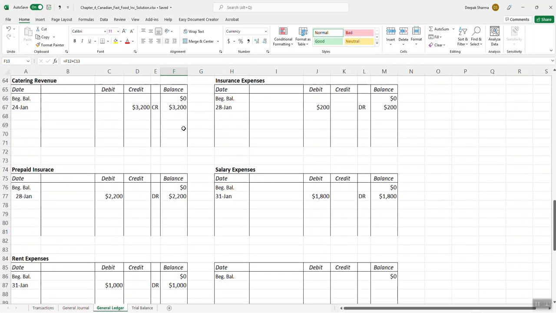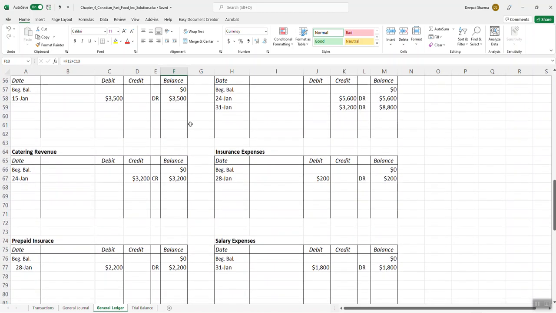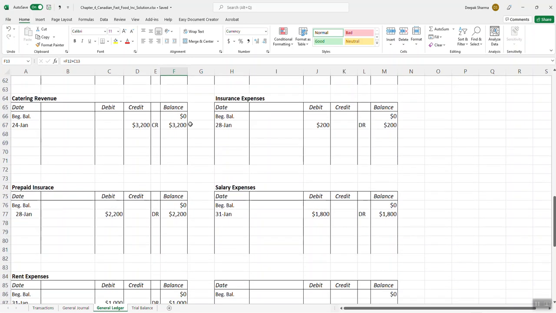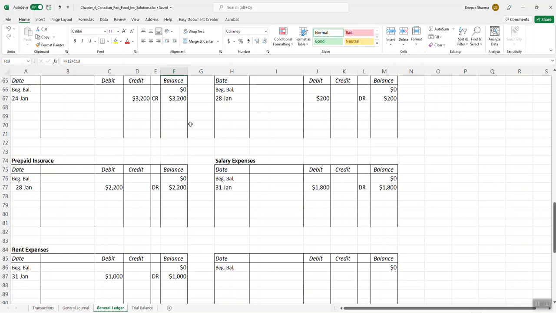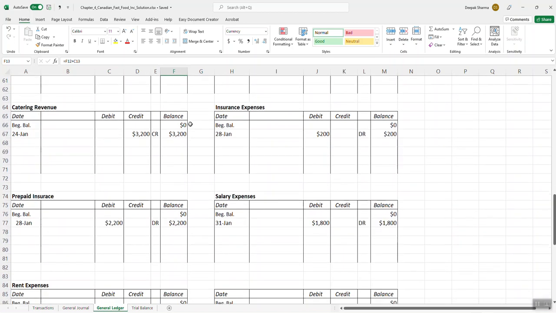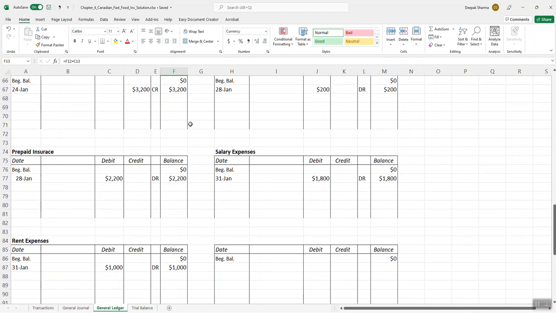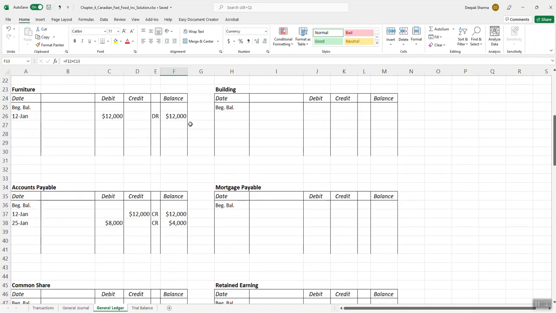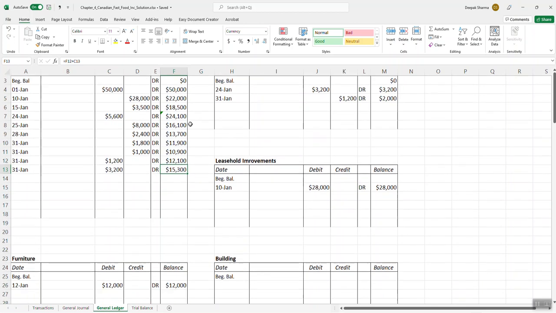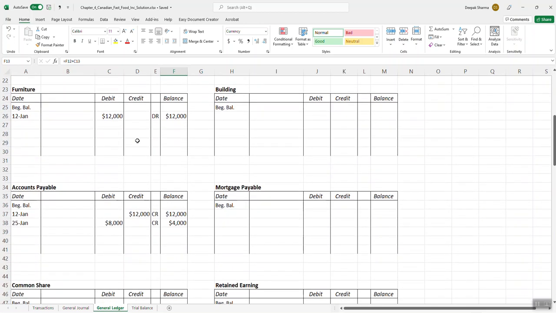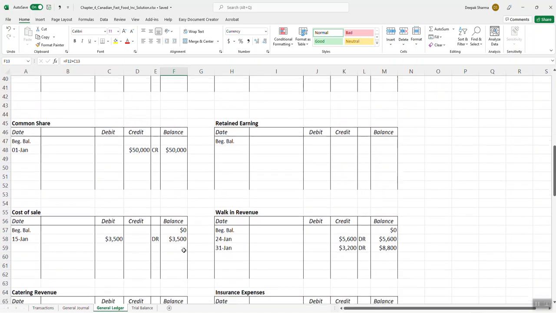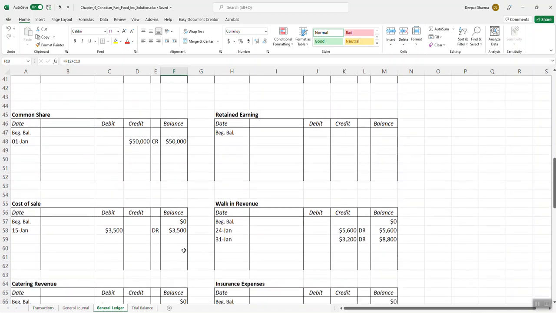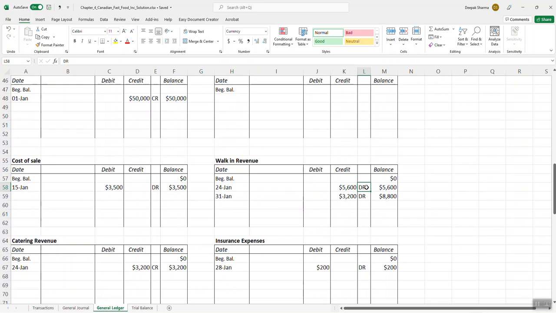Okay, so you finish up with all the accounts. That's your account for cost of sale, revenue, insurance expense, prepaid insurance, salary expense, rent expenses, and that's all. So you can check these answers, and if there's any question, you can always bring it to the class. I think this is a pretty straightforward process. All we're doing is just adding and subtracting the numbers and calculating these balances. This is credit balance, that's debit balance.